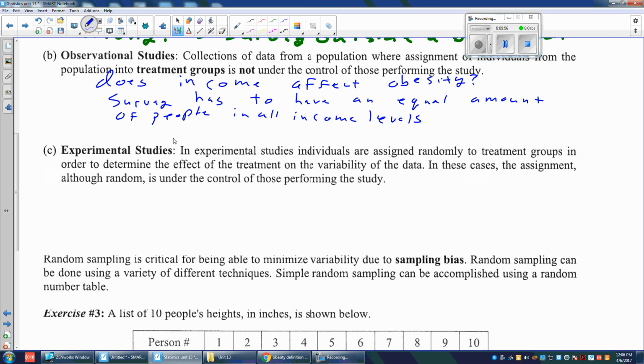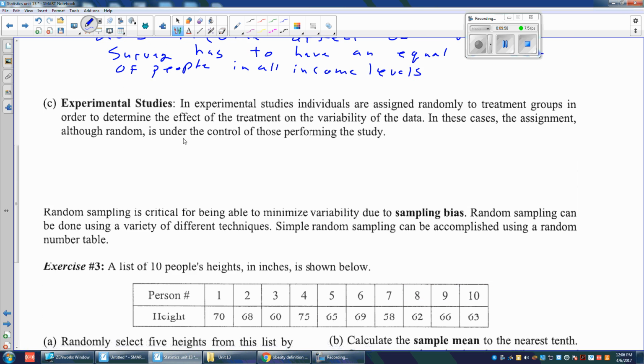Okay, experimental studies. In experimental studies, individuals are assigned randomly to treatment groups in order to determine the effect of a treatment on the variability of the data. In these cases, the assignment, although random, is under control of those performing the study. Is that really a lot different from B? Yes, let's take a look at how it's going to be different from B.